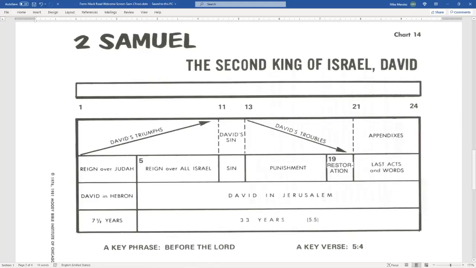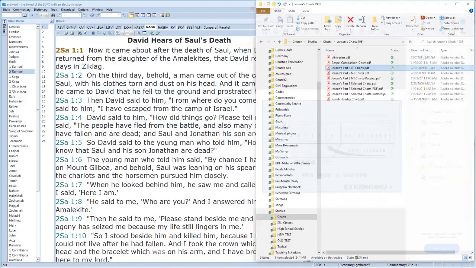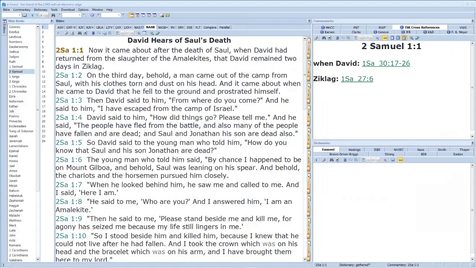Now, as we take a look at this section, we're in Second Samuel, chapter 1 and verse 1. Remember that in First Samuel, the last chapter, Saul had just died at the hands of the Philistines, and the men from Jabesh Gilead had come and taken down his body because the Philistines had beheaded him.